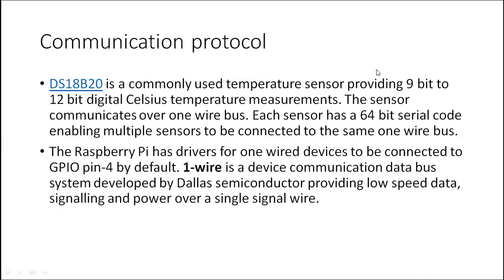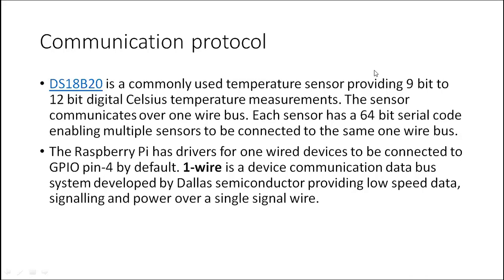Now, if you take your one wire bus, by default GPIO pin 4 is used for the one wire bus. One wire is a data communication protocol, which was developed by Dallas Semiconductor for low speed data, and it just takes one wire for reading data. That is the specialty of the one wire protocol.